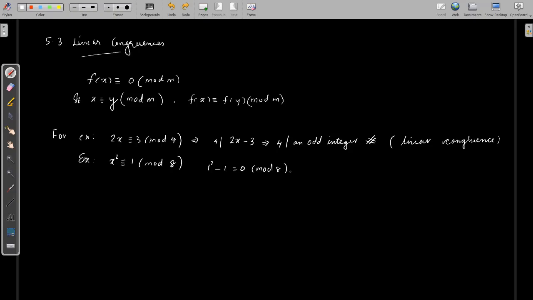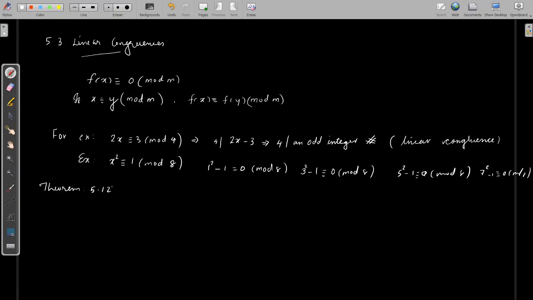Since 1 square minus 1 is equal to 0, that is 0 mod 8. Since 3 square minus 1 is 9 minus 1, that is 8, that is congruent to 0 mod 8. So 3 is also a solution. For 5 we have 5 square minus 1, that is 24, so that is also 0 mod 8. Then 7 square is 49, minus 1 is 48, is also 0 mod 8. So these 4 are the solutions of the quadratic congruence x square congruent to 1 mod 8.